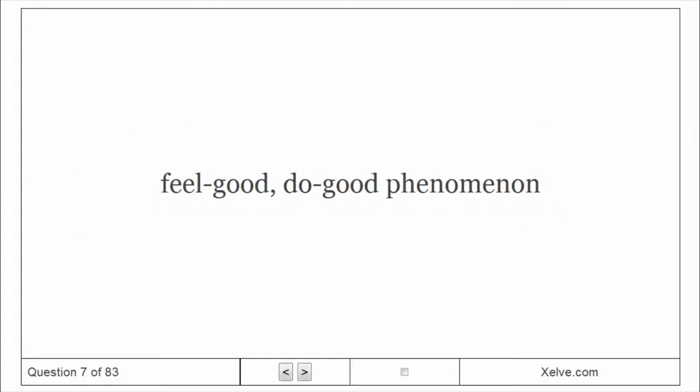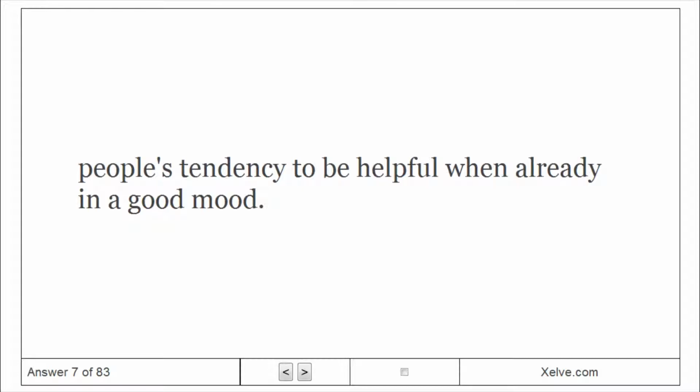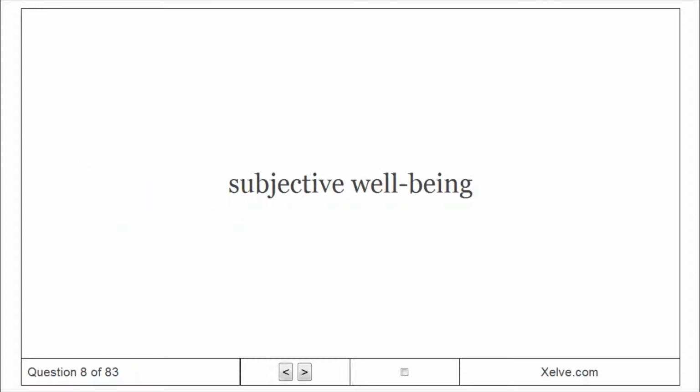Feel-good, do-good phenomenon. People's tendency to be helpful when already in a good mood. Subjective well-being. Self-perceived happiness or satisfaction with life, used along with measures of objective well-being to evaluate people's quality of life.